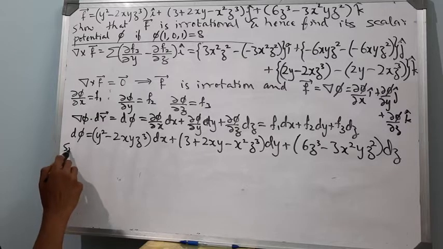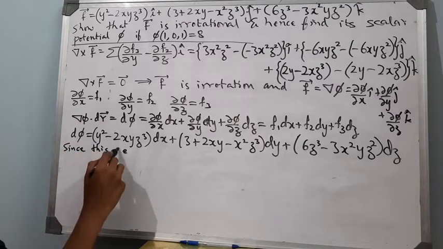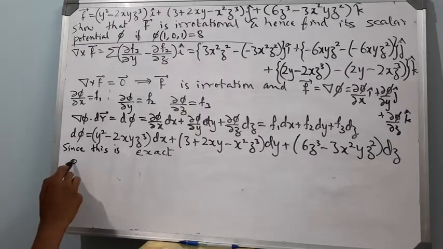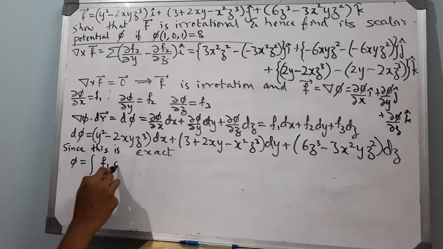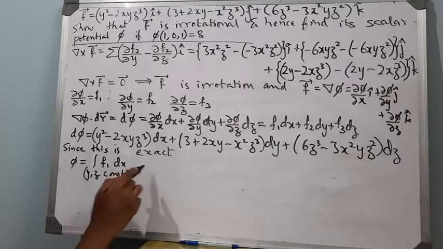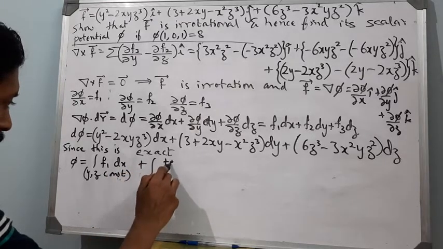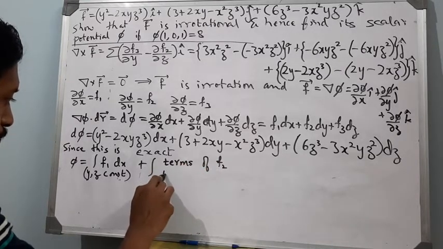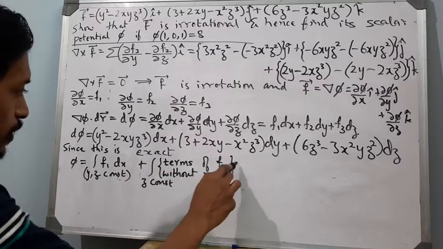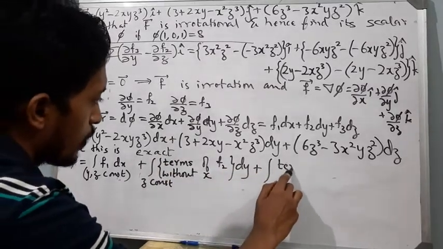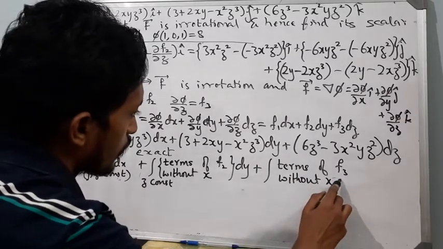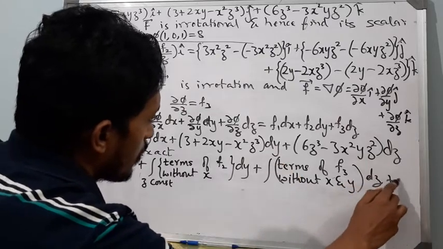Since this is an exact equation, we can write phi to be integral f1 dx with y and z as constant plus integral terms of f2 without x and z constant. This will be dy plus terms of f3 without x and y. This will be dz plus the constant of integration.